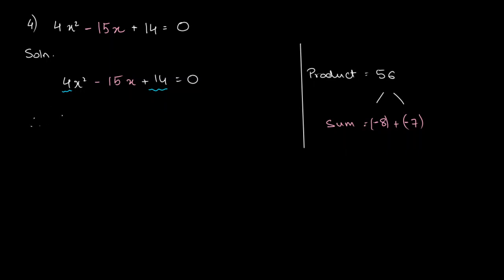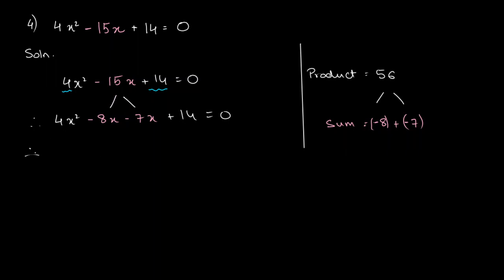So therefore, now I can say 4x square, minus 15 can be split into minus 8x and minus 7x, plus 14 is equal to 0. So that's what we've done. We split the middle term.